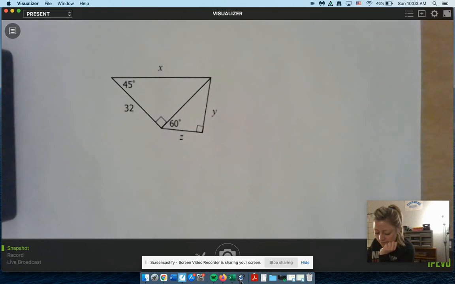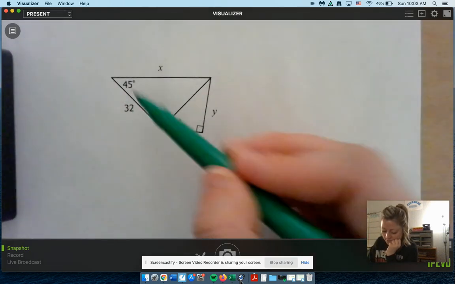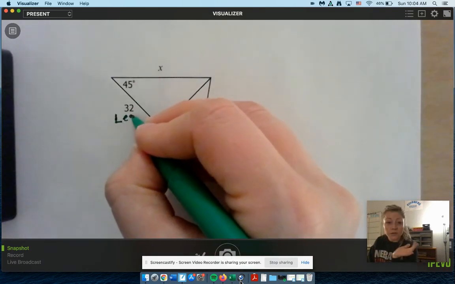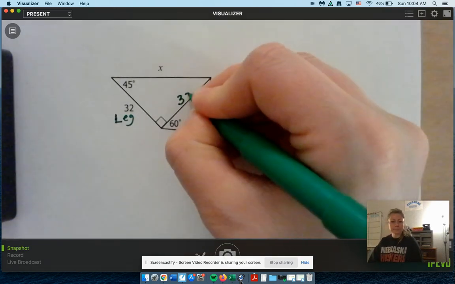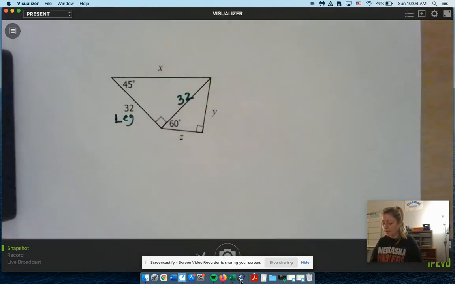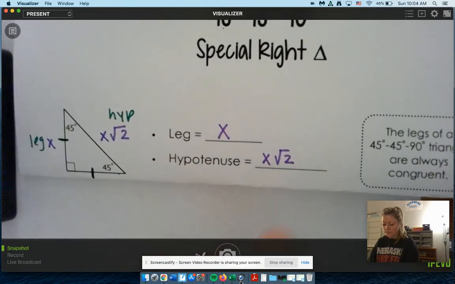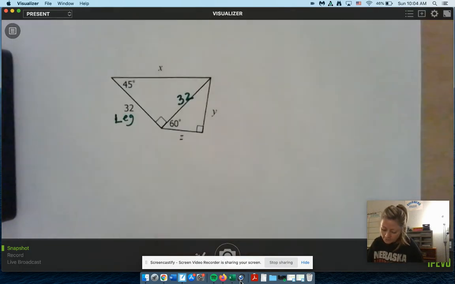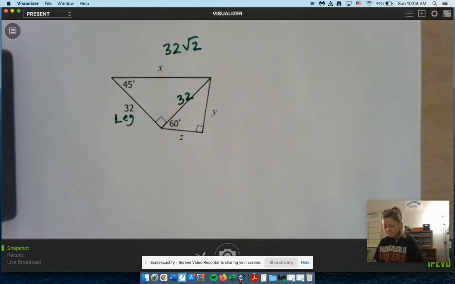So we know the leg here on this 45, 45, 90, right? So this is a leg or a leg. And this guy over here is a leg. So they're the same, right? So we might as well just put 32 over here just to see if it helps us. Okay. Now, how do we find our hypotenuse if we know the leg of a 45, 45, 90? Well, if we look at our little cheat sheet, our hypotenuse is just our leg times root 2. So now we're going to take 32 times root 2. Okay, so x is done. That wasn't too bad. Got that done.